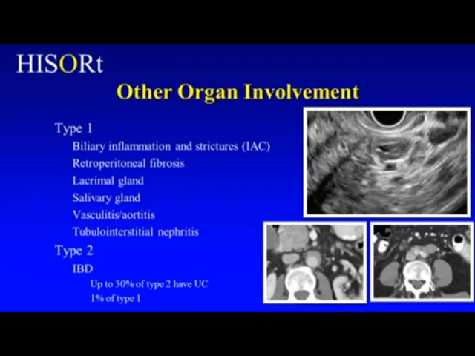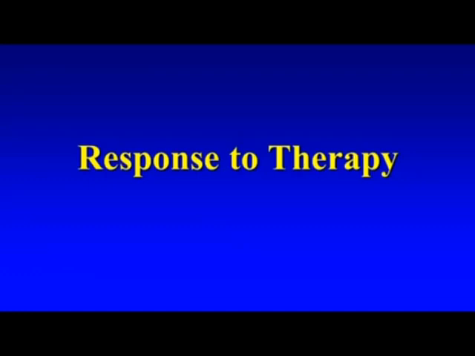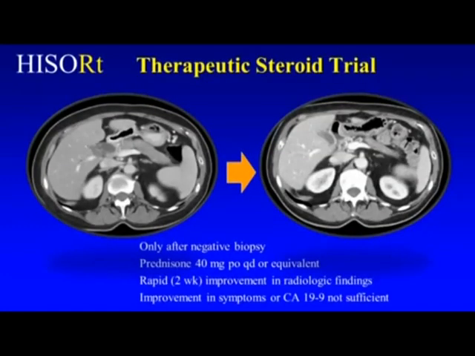This is an example up here of a diffusely thickened common bile duct wall, again in the setting of IAC. We can see patients with retroperitoneal fibrosis seen down here, lacrimal gland thickening enlargement, salivary gland enlargement, vasculitis. This is a case with IgG4-associated aortitis, tubulointerstitial nephritis, and in type 2, again, there's this association with IBD. Particularly ulcerative colitis. Here's just an example showing renal lesions in the setting of autoimmune pancreatitis. You can see on the left this patient with very dramatic areas of hypodensity in the right kidney prior to treatment and improvement in the imaging following treatment with prednisone.